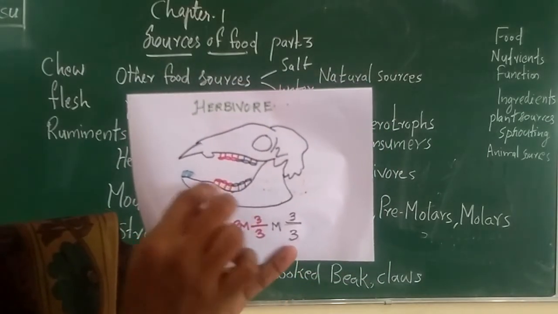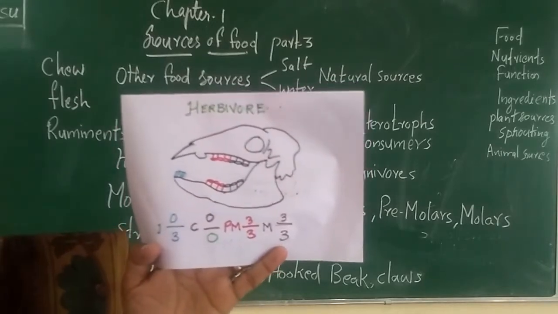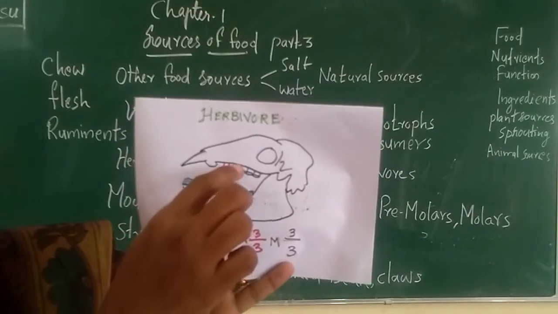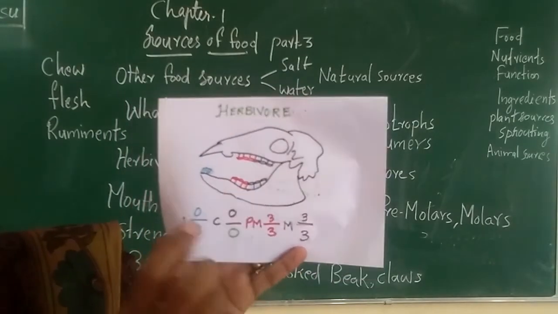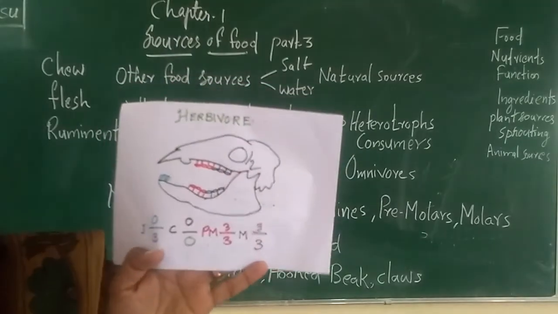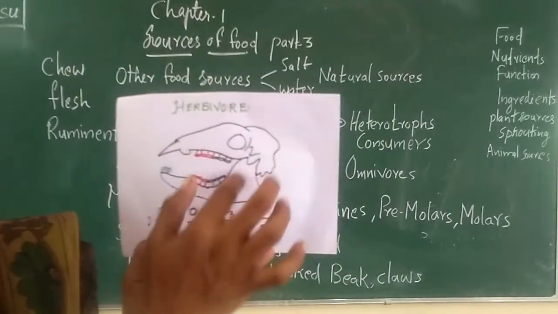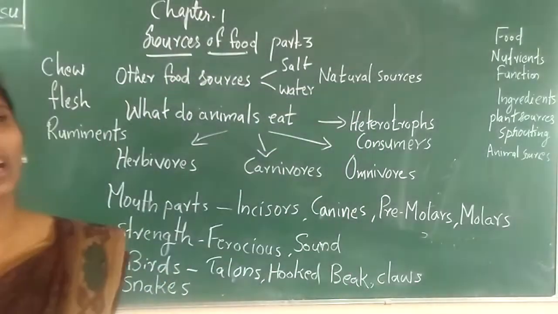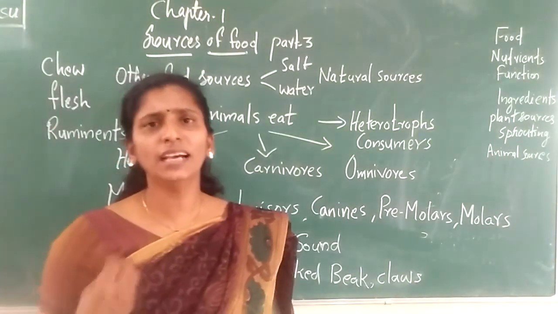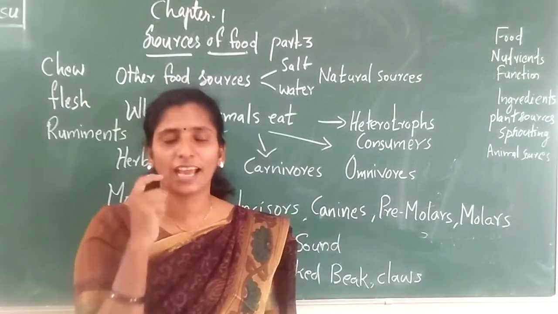And premolars. Premolars are nothing but grinding teeth. They will be flat. The flat teeth are present how many? 3 up and 3 down. And here see, molars also up and down, you can see the molars. So this is the structure of a what? Herbivore's mouth. Why do the herbivores not have canines? Why do the herbivorous animals not have canine teeth?